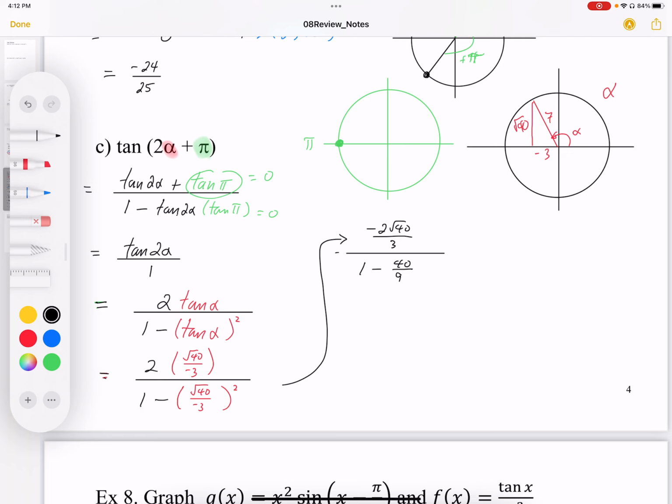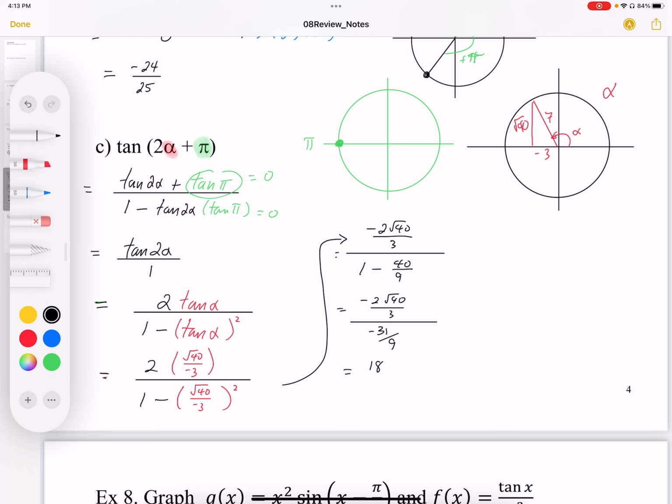And simplifying this, negative 2 root 40 over 3 in the numerator. And in the denominator, 1 minus 40 over 9, so it's 9 over 9 minus 40, which is going to be negative 31 over 9. Okay, so then simplifying this out, the negatives cancel.